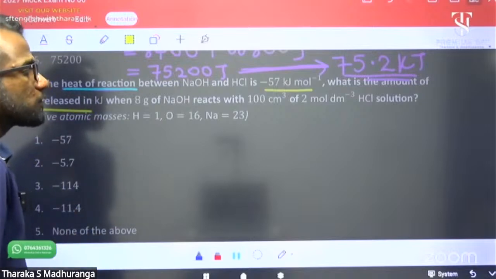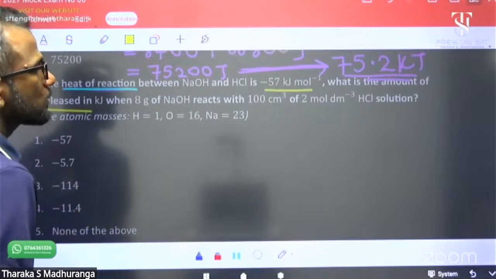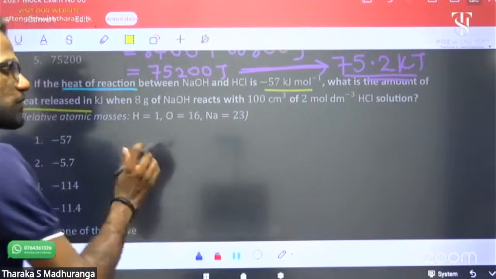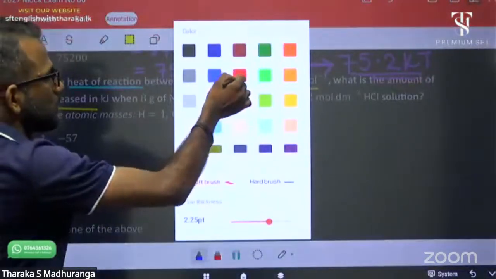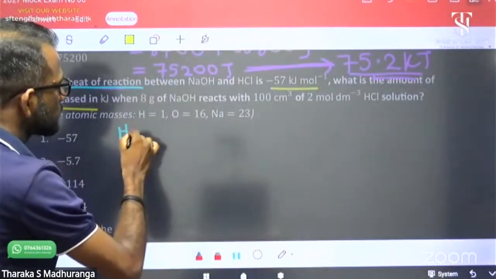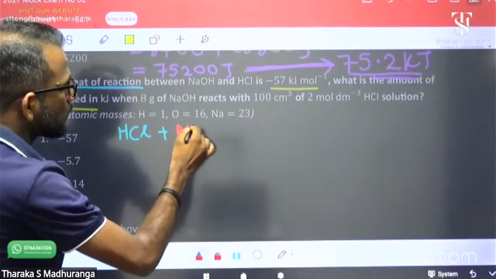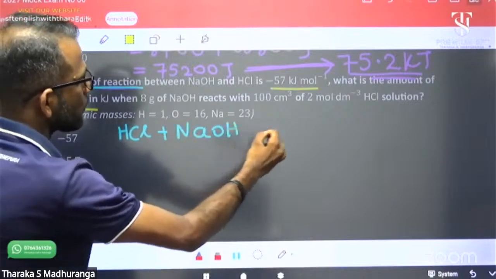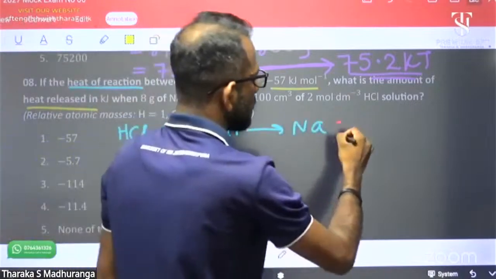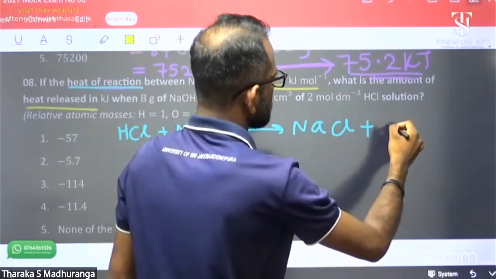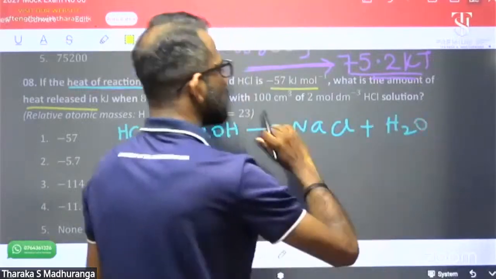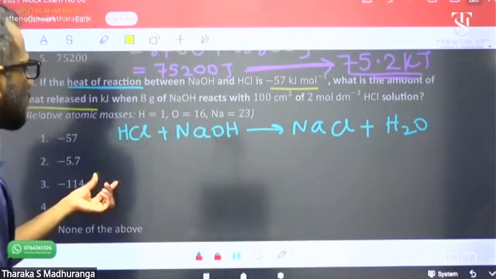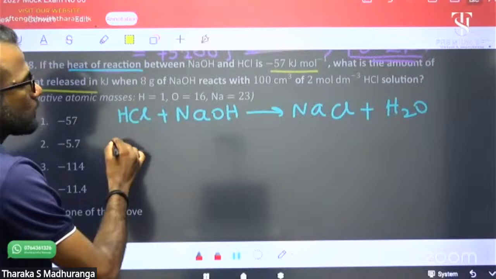When 8 gram of sodium hydroxide reacts with HCl solution, first you have to get the equation. You know, this is a very basic equation. HCl plus sodium hydroxide gives sodium chloride, NaCl, plus water. It's already balanced.